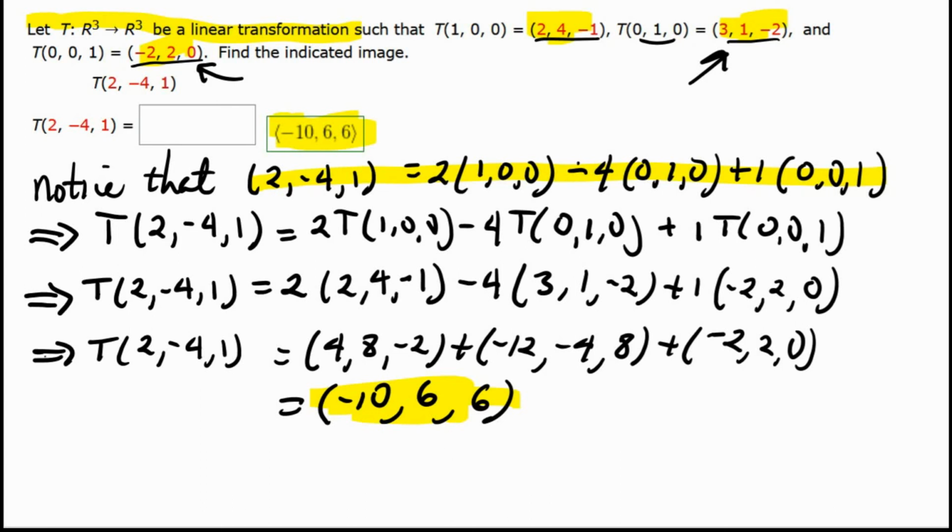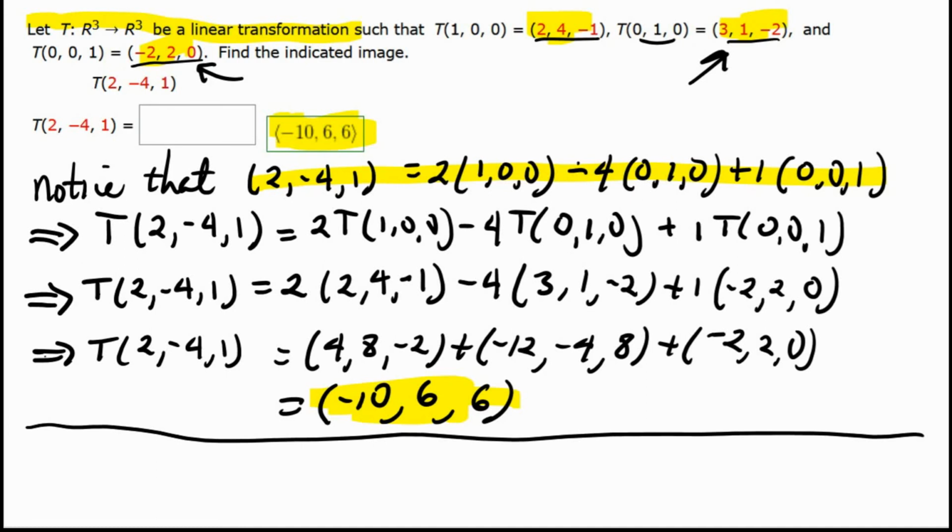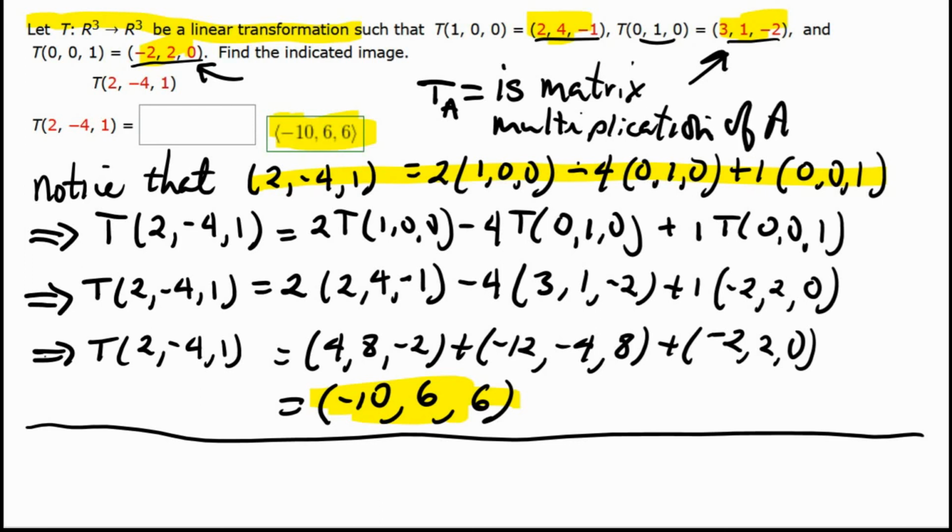Now, it seems like a lot to do there. So what about matrix multiplication? Where does that come in? Well, let me show you. When you say that T of A is the matrix multiplication of A, I mean, don't tell me that in this section and then don't do it. You see what I'm saying? So here's what we have.